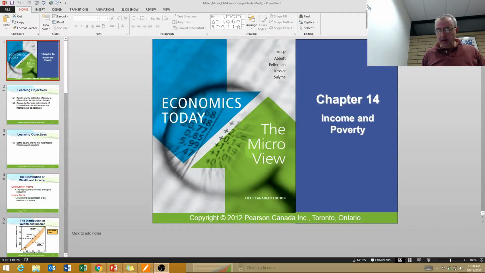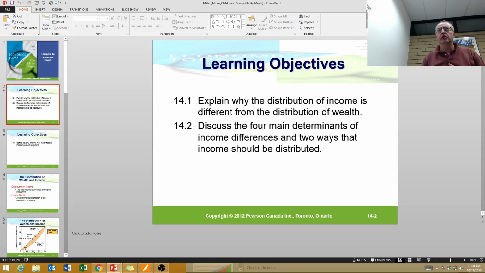Hello, everybody. Welcome to Chapter 14, Income and Poverty, second last chapter in the course. So in Chapter 14, we look at the difference between income distribution and wealth distribution. And you may recall that income is a so-called flow variable, whereas wealth is a so-called stock variable.